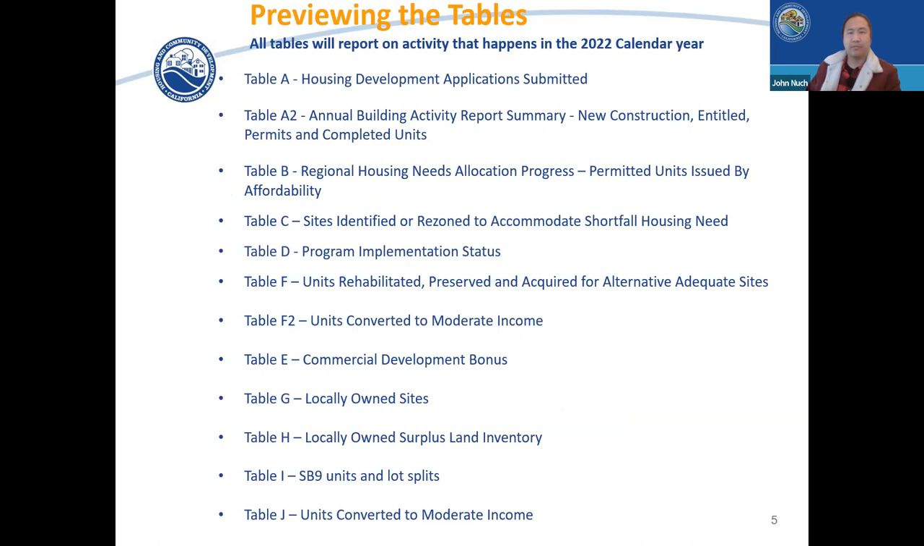This is an overview of the form to orient you to the topics for each table. We have tables A through H, including I and J, which are each represented by a sheet within an Excel workbook. A detailed explanation of each table's requirements can be found in the instructions. The instructions are your definitive source for guidance.